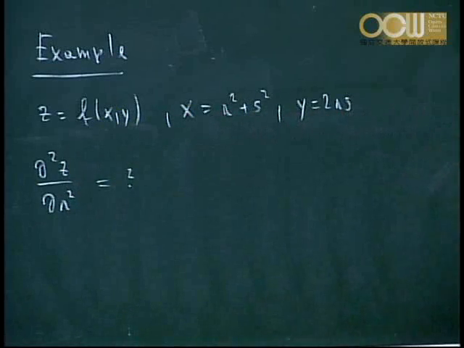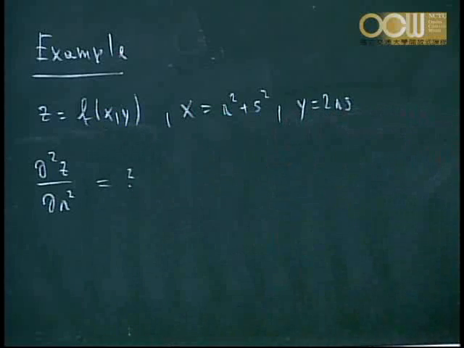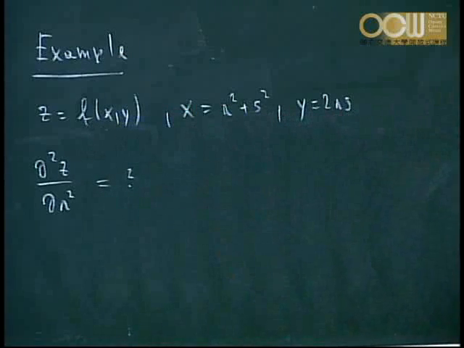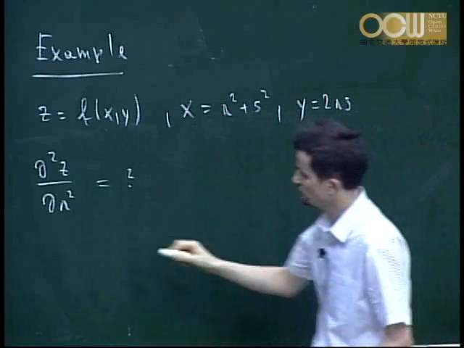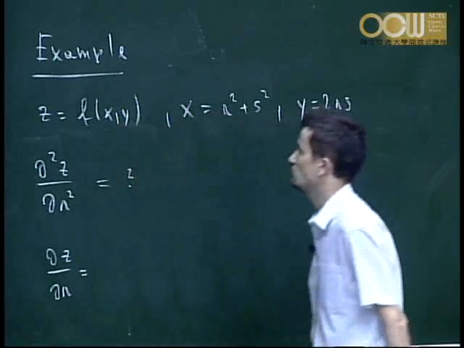Okay, so this is not very complicated. What we assume, of course, is that this function is differentiable. Otherwise, we cannot use our rule. So we have to assume that the function f of x, y is a differentiable function. Now, what we have to compute first is this partial derivative with respect to r.